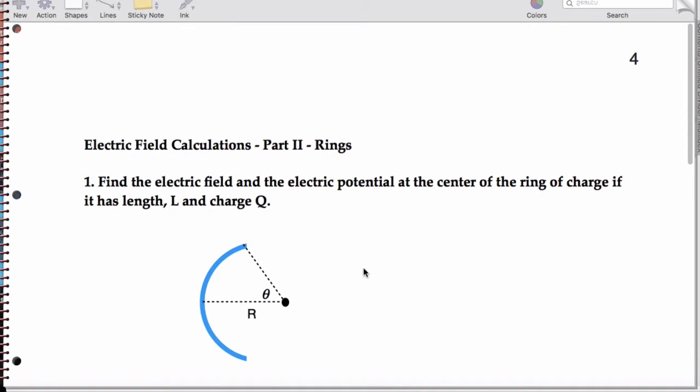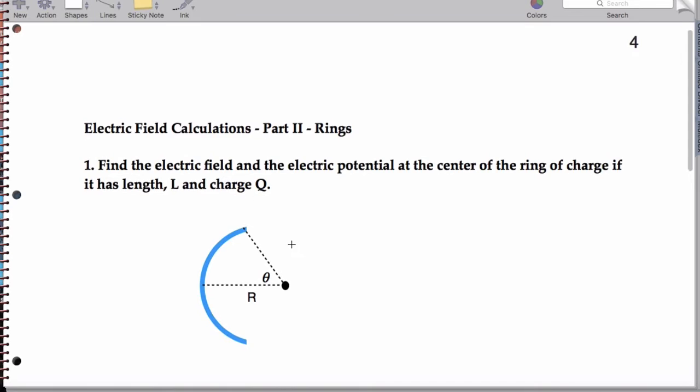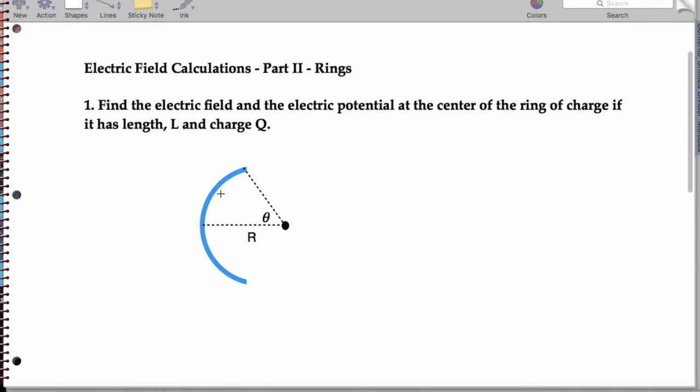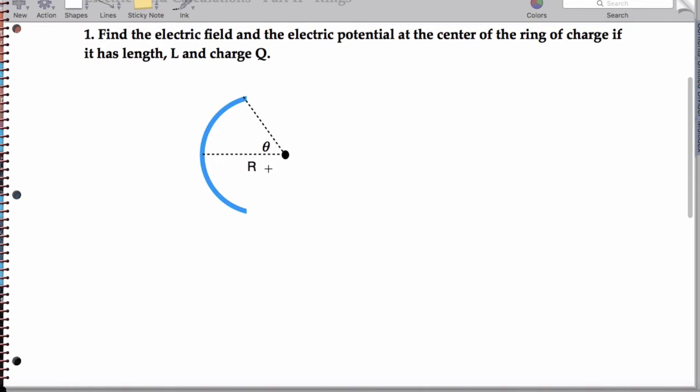We're going to calculate the electric field due to a partially circular charge distribution that looks like this. It is uniformly charged, and what we can do is note that we sweep out an angle theta. We go from negative theta to positive theta, and we are integrating around the ring.